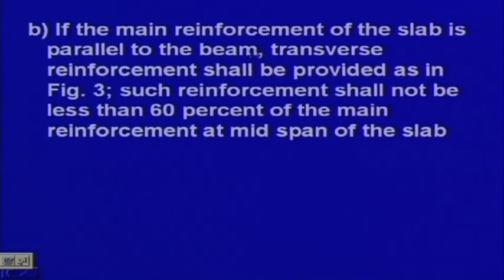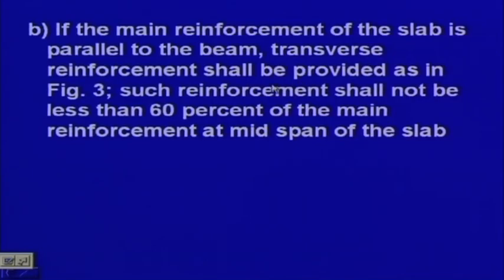What do we mean by main reinforcement? There is one called main reinforcement and the other called transverse reinforcement. In this case, the main reinforcement is along the longitudinal beam. So, in the transverse direction you have to provide the transverse reinforcement.